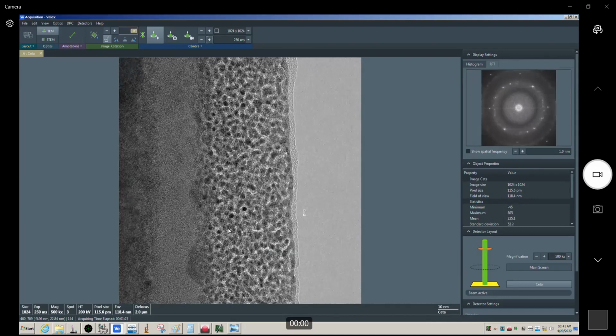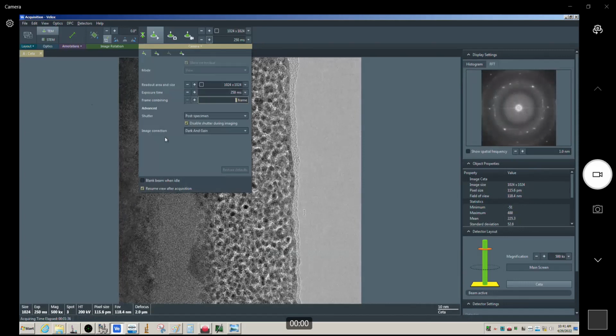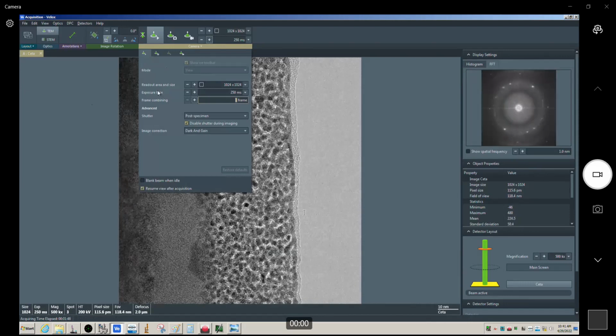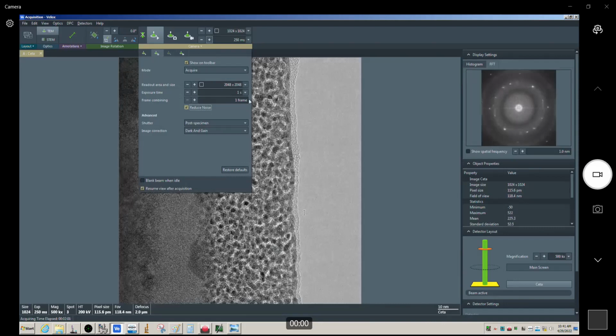Okay, let's talk about some additional ways we can actually collect images. In this camera tab right here, we have access to what are called 3 modes. So we have view mode, which is basically the live mode. And again, these are the defaults here. So it's reading the full area, but it's reading it at a low pixel density. If I go to acquire mode, it's reading the full area, but with basically 4 times the number of pixels. And then it's using 1 second for the exposure time, and it's doing 1 frame.